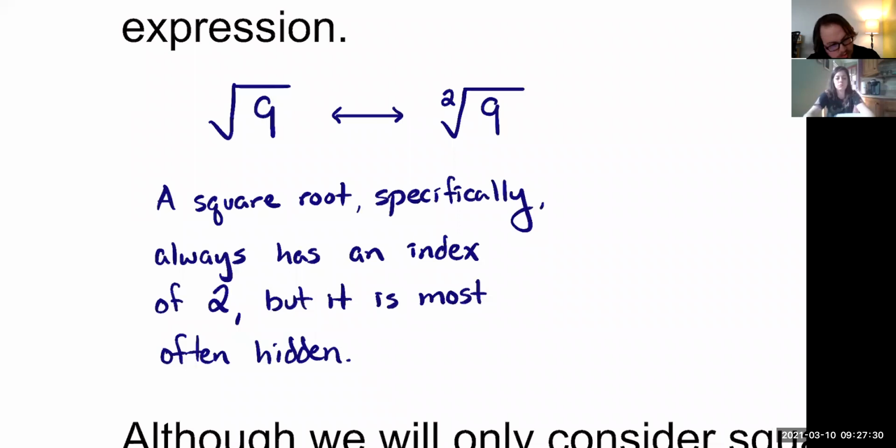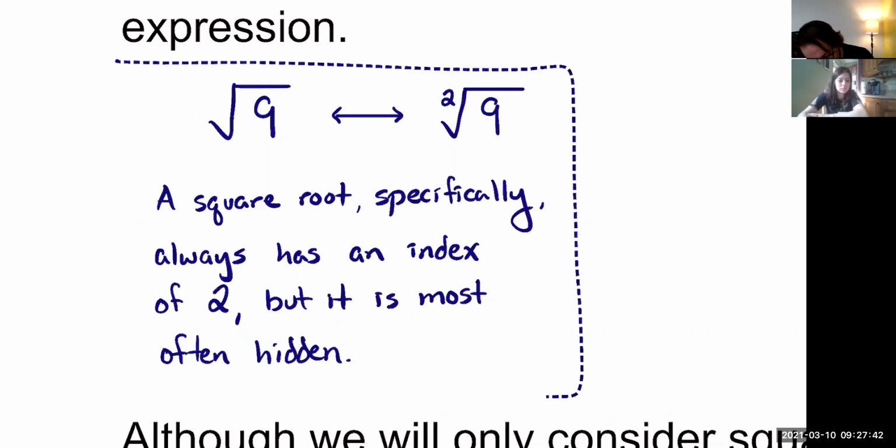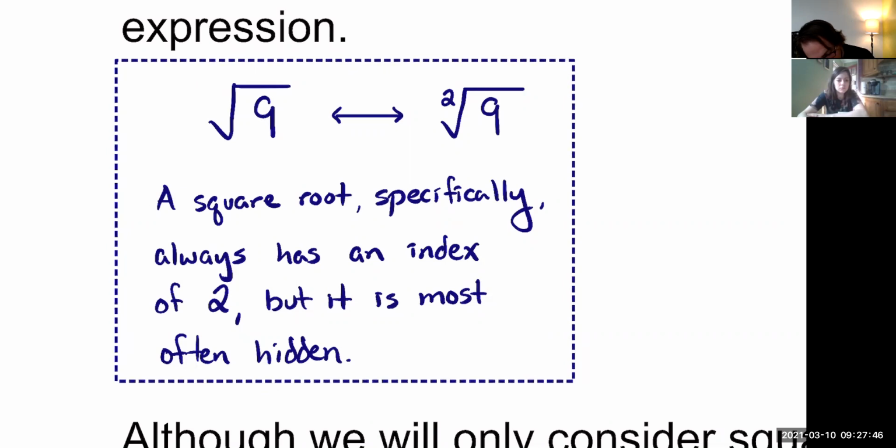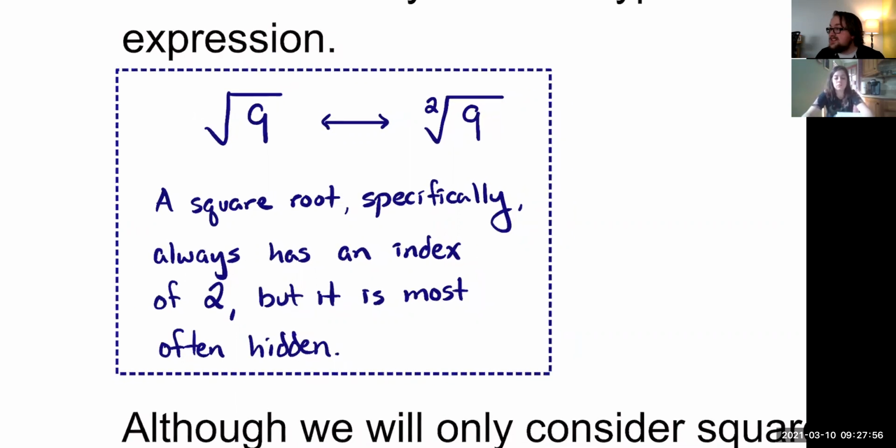So, quick technical error. But yeah, a square root specifically always has an index of 2, but it is most often hidden. So we don't typically see it when we're dealing with square roots. Now, if you wrote it there, it's not going to be wrong, just for the same reason that anytime you have a hidden coefficient, if you wrote a 1 there, it still represents the same thing, but it's there. This is the one time that it's a 2 that's hiding instead of a 1.